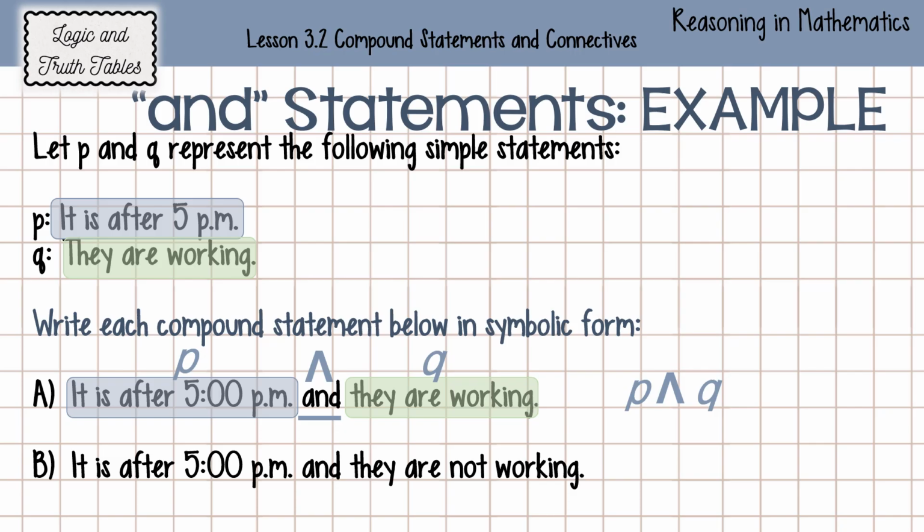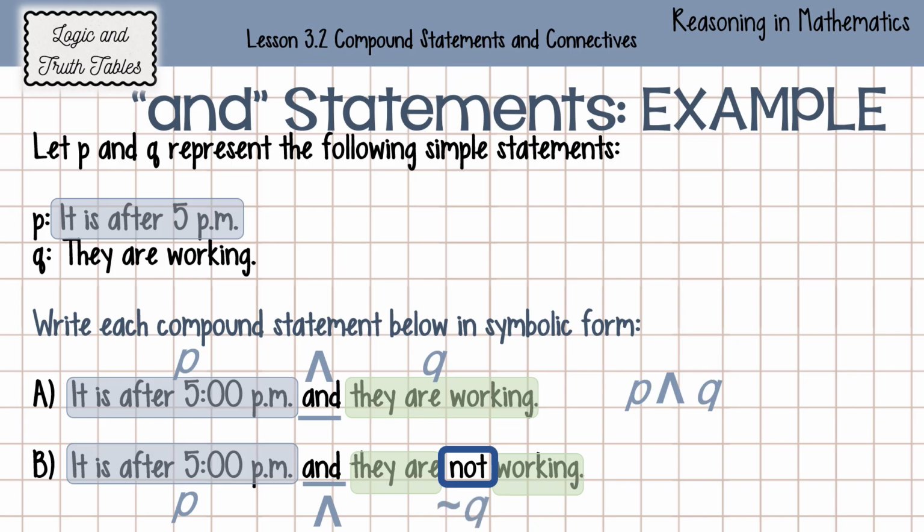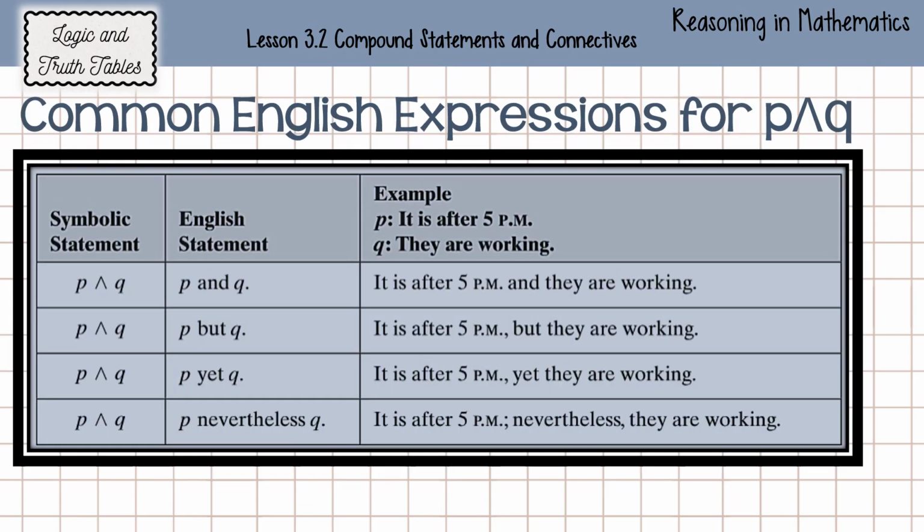Let's look at B. It is after 5, so that is still P, and we have and again. But look at the next statement. They are not working, so that's the negation of Q. So we have P and not Q, and there's a symbolic form for it.